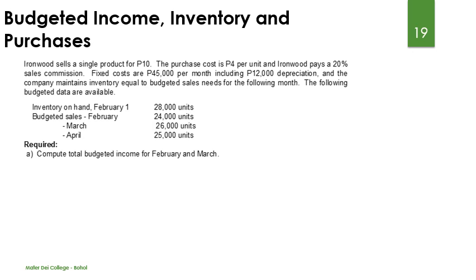Okay, so for the budgeted income, let's look at the details of the problem. So the purchase cost is 4 pesos per unit. Ironwood pays a 20% sales commission. Then we have fixed costs. So what are fixed costs? So these are costs that do not change even if your production is high or your production is low. They remain the same regardless of the number of units being produced.